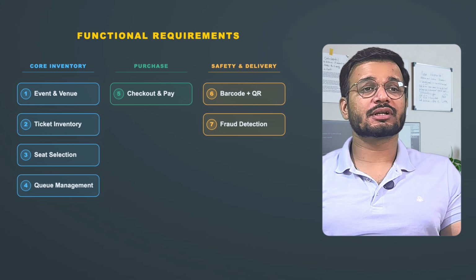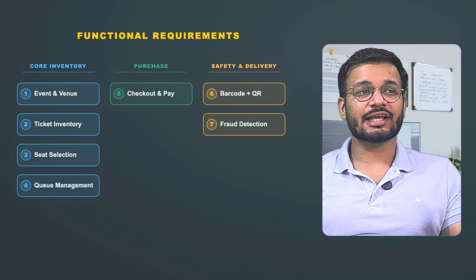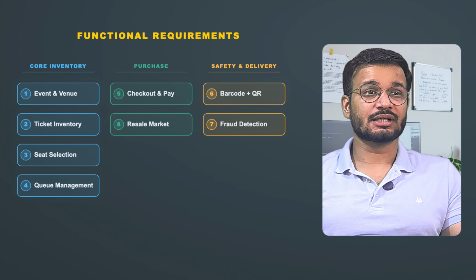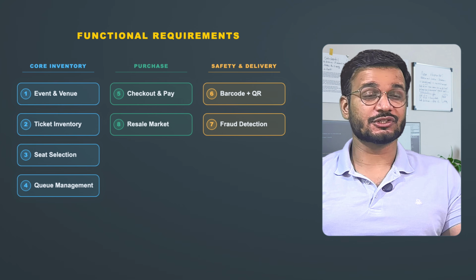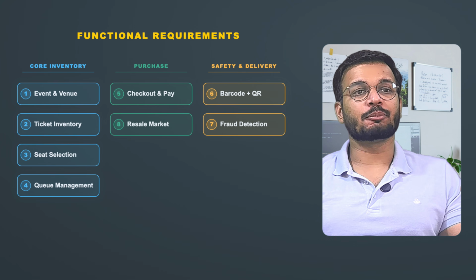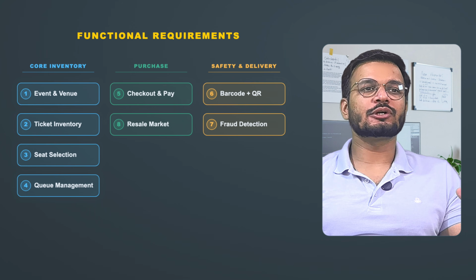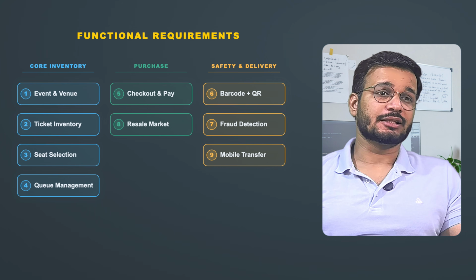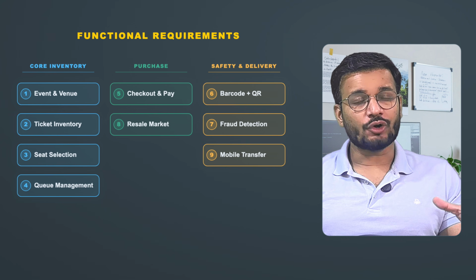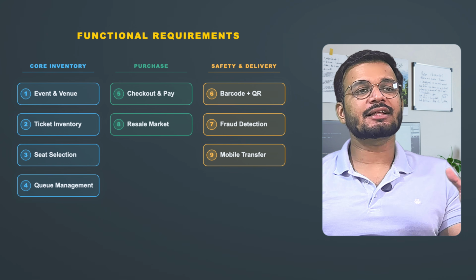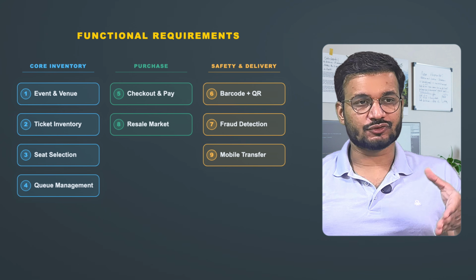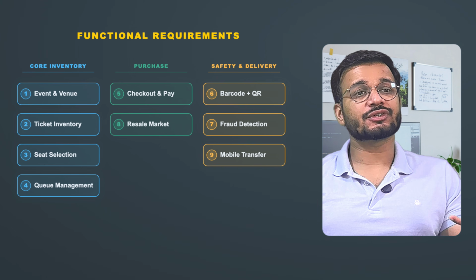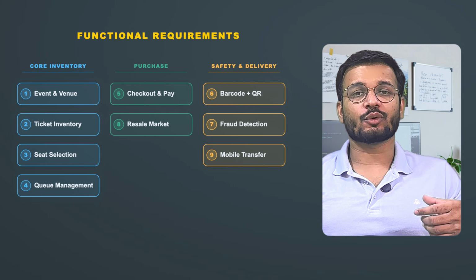Seventh, the most important, is fraud detection. In this AI world, fraud detection is very important. The scalpers use bots to automate purchases. The system must detect and block bot behavior. The eighth is resale marketplace. Ticket holders can list their tickets for resale. The platform takes a service fee on resale transactions. And the ninth is mobile ticket transfer. Ticket holders can transfer tickets to other users' accounts. If you want to transfer it to your friend or your relative, that functionality also should be available.